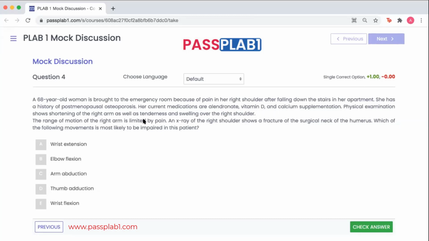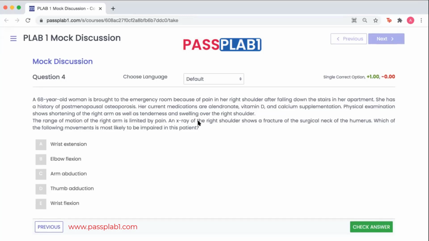Physical examination shows shortening of the right arm, as well as tenderness and swelling over the right shoulder. The range of motion of the right arm is limited by pain, and an X-ray of the right shoulder shows a fracture of the surgical neck of the humerus. Which of the following movements is most likely to be impaired in this patient?